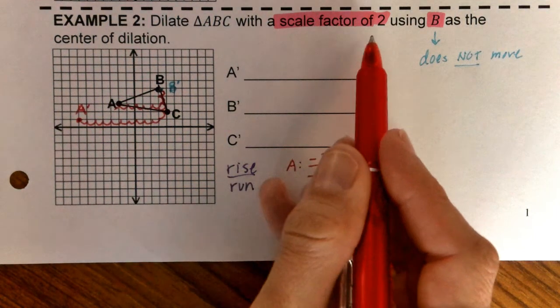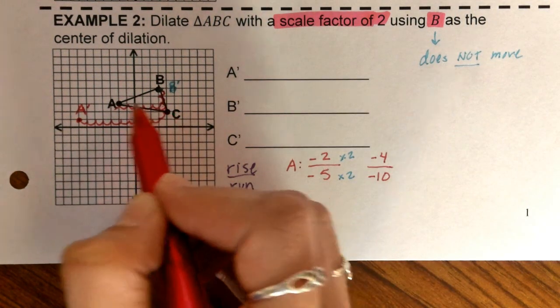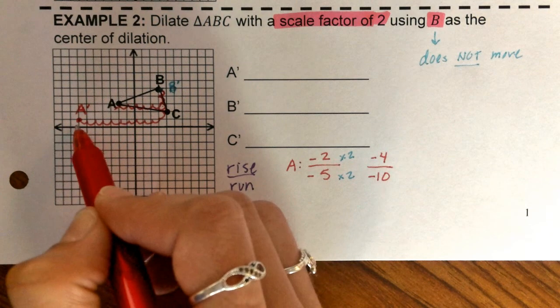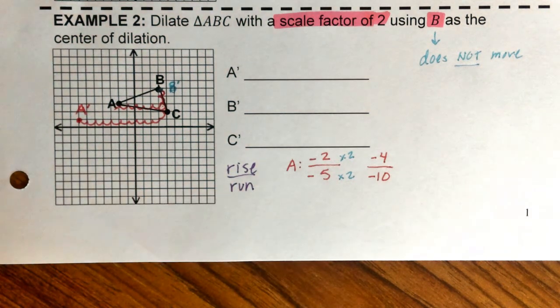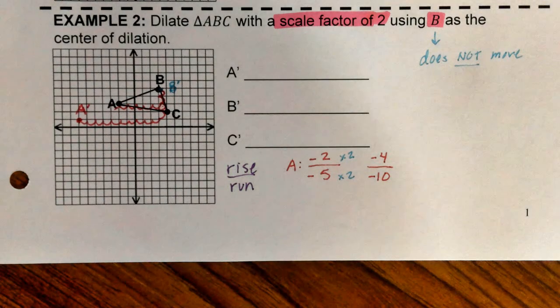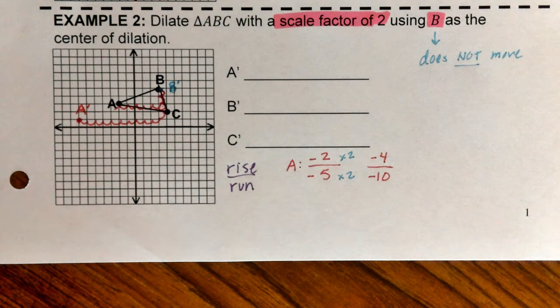Twice, because the scale factor is 2. If it was a 3, I'd go down 2, left 5, 1, down 2, left 5, 2, down 2, left 5, 3. But that's the best way, and it only works when you've got a whole number. Okay, so that's why I want to make sure that we're practicing this way.